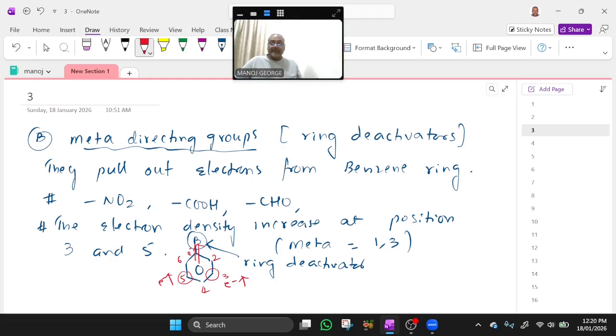So this is a meta directing group. Now that you know what ortho, para, and meta directing groups are, you will be in a much better position to understand how methyl benzene does its reactions. If you're ready, let's go to our next page.